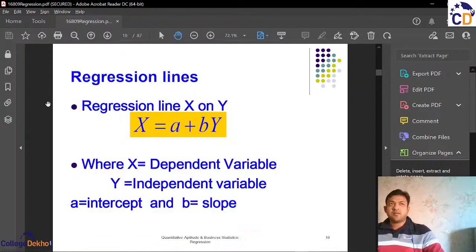Now, regression lines. What are they and how do they look? The regression line of x on y is represented as x is equal to a plus by. This is the regression line of x on y. Suppose x is the dependent variable and y is the independent variable. Then a and b will be the intercept and the slope. Sorry, a will be the intercept and b will be the slope.